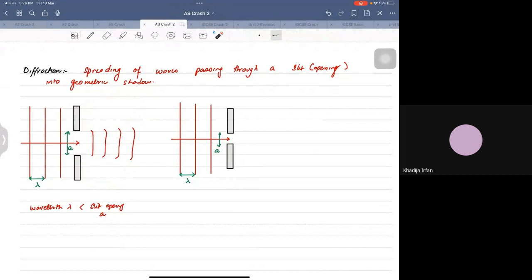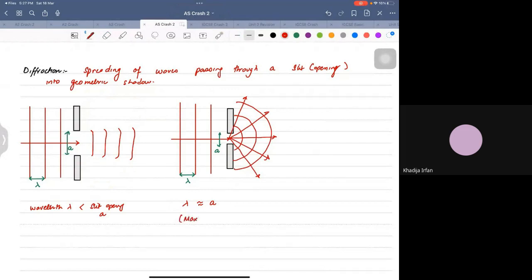Now, when the wavelength is greater, let's say almost similar to a, then the waves basically become rounded like this, which means they will spread like this into the geometric shadow. And that's when you will see maximum observable diffraction. Although the general rule for diffraction is that greater the wavelength, greater the diffraction. But if the slit opening is too small, then it's not really visible because a lot of energy is lost.